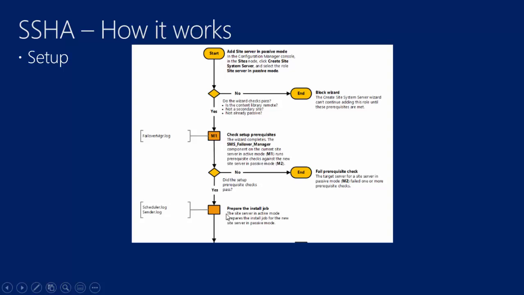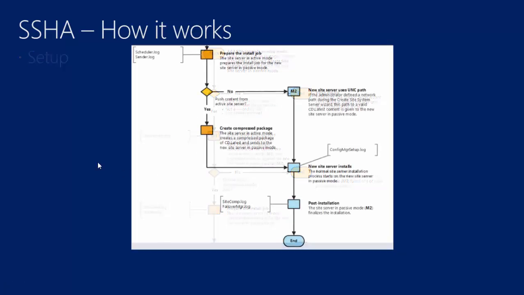So we will prepare the install job. There's a few ways that we can actually initiate the install of the passive site, which I'll show you in the console in just a minute. From there, when we initiate the install job, we have to ask, hey, are we going to push the content from the site server? If the answer is no, then we'll go down and find the UNC path and set up the new server install and so on down. Otherwise, we'll go over and create a compressed package, and then we'll set up the new server install, and we'll be done, right? So you'll see all that work in just a minute.